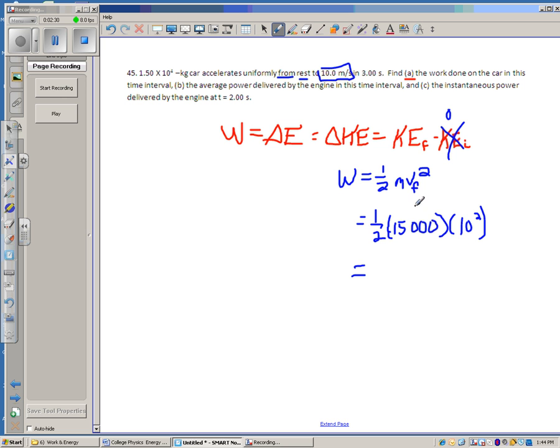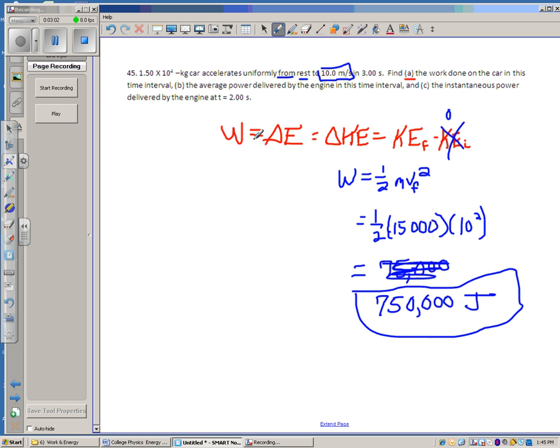So 1/2 times 15,000 times 10 squared, and that comes out to what? 75. Wait, no, not 75. It's not 7,500. It'd be 75,000. Is that right? Yeah, 750,000 joules, or 7.5 times 10 to the 5th. Pretty cool with that one.